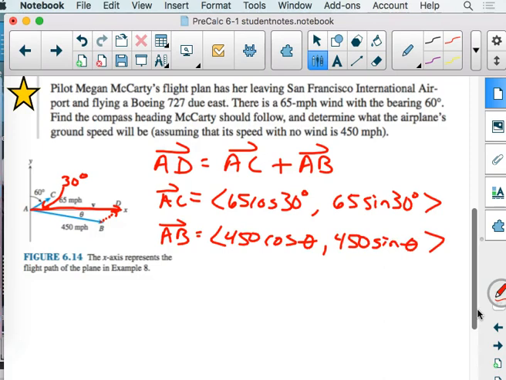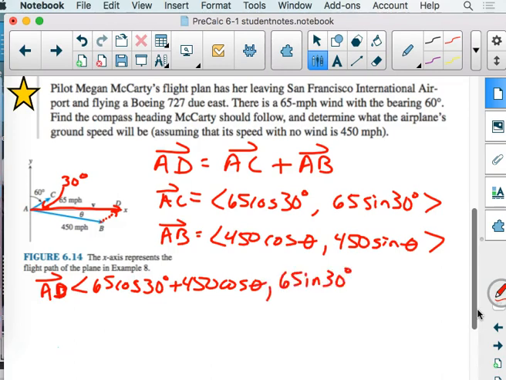All right. Now I want vector AD. So for vector AD, I have to add those component forms. So that'll be 65 cosine of 30 degrees plus 450 cosine of theta, and then 65 sine of 30 degrees plus 450 sine of theta.